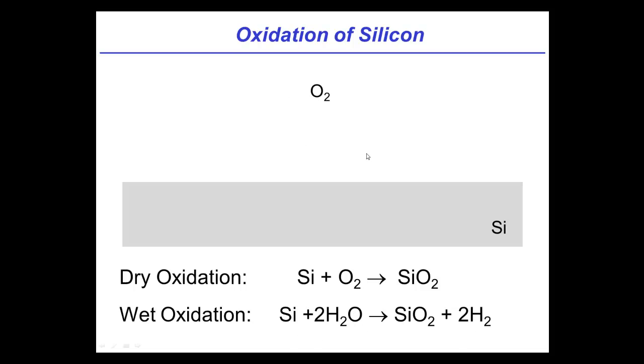I'm sure the chemistry is a little different, but it sounds like it's similar to rusting iron. Yeah, that's right. In fact, that's true. So what happens is we expose the silicon to an oxygen source.